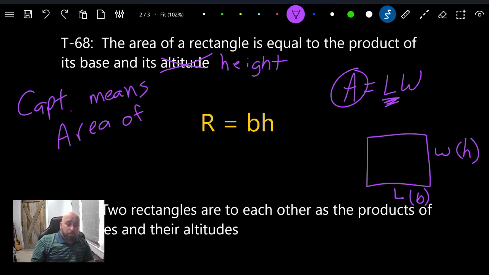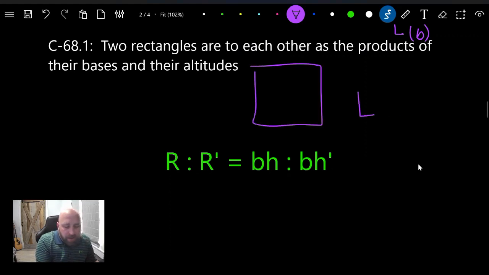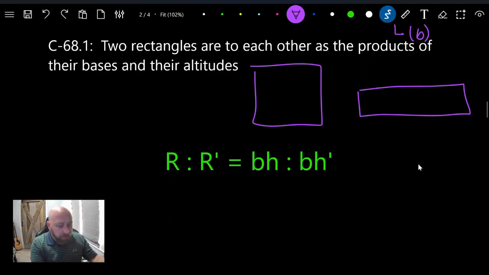R equals BH. All right, let's look down here at Corollary 68.1. Two rectangles are to each other as the product of their bases and their altitudes. Here's the concept: you have two rectangles, and they don't have to be the same. They can be very different, but their areas are proportional to each other as their bases and heights are proportional to each other. In other words, we'll call this the R, and we'll call this one the R prime.